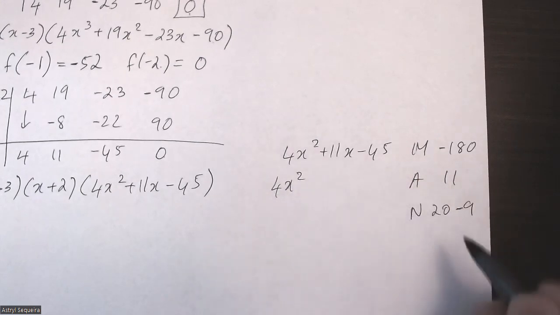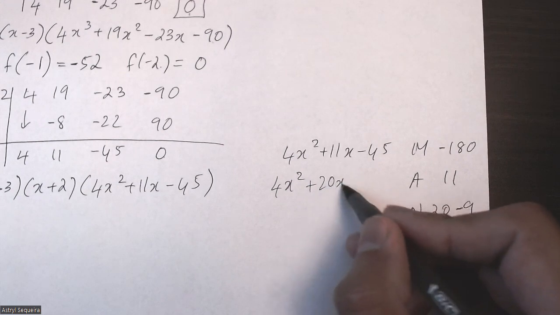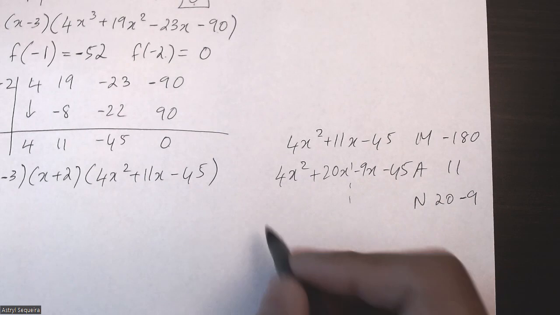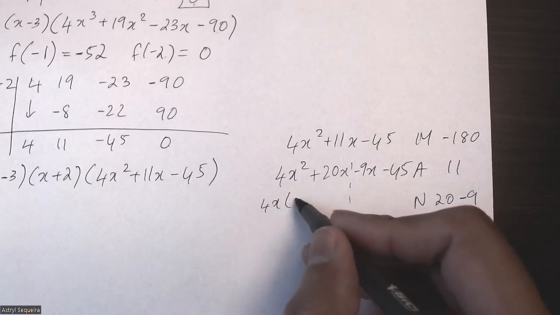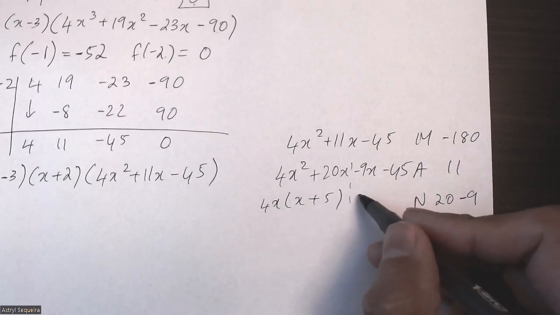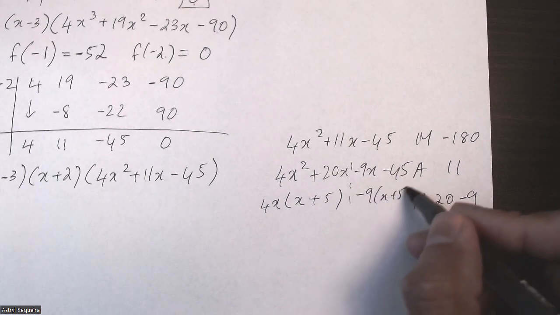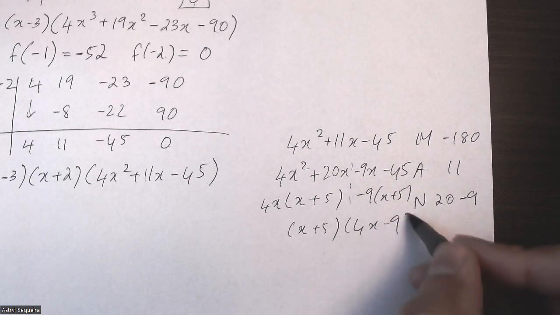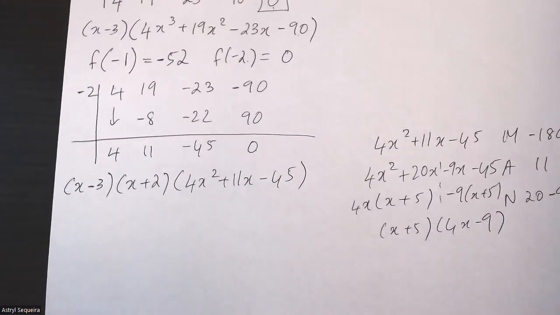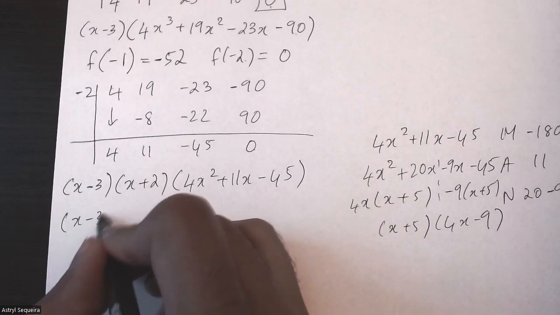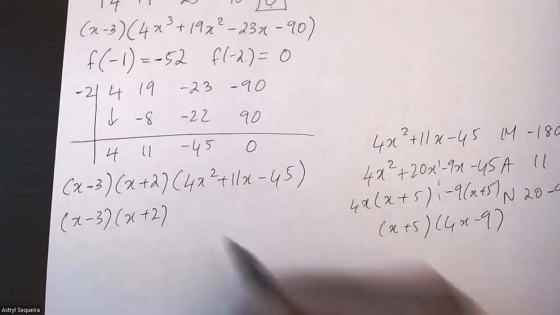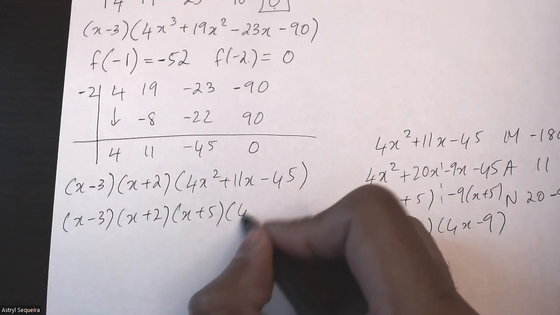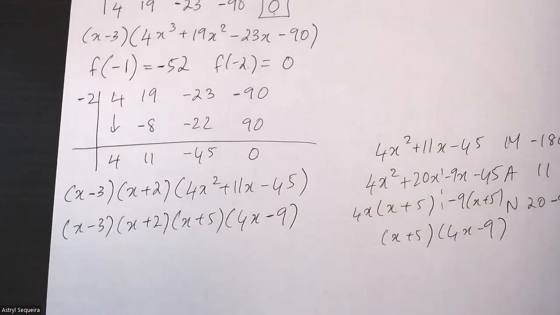Now I'll break this down: 4x squared plus 20x minus 9x minus 45. I'll split it in the middle. Common factor is 4x, x plus 5. It's negative 9 here, x plus 5. And then I'll common factor out the x plus 5, left with 4x minus 9. So now I can write my final solution here in factored form, which is x minus 3 times x plus 2 times x plus 5 times 4x minus 9.